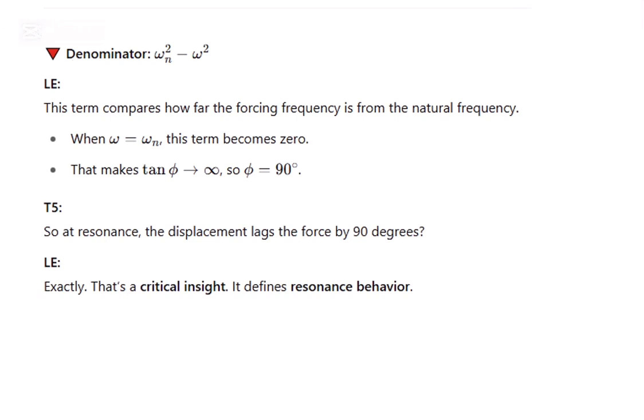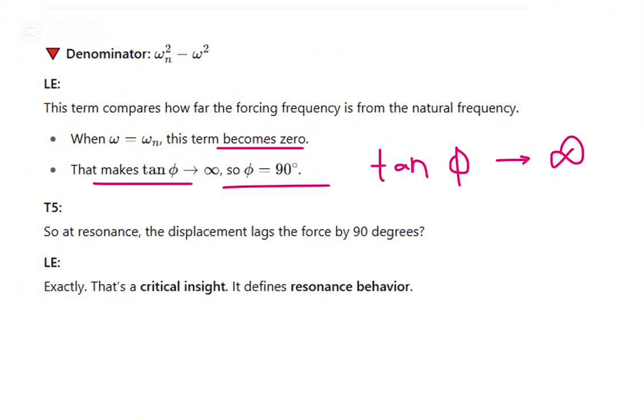Denominator. This term compares how far the forcing frequency is from the natural frequency. When omega equals omega n, this term becomes 0, that makes tan phi equal to infinity, so phi is 90 degrees. So at resonance, the displacement lags the force by 90 degrees. That's a critical insight. It defines resonance behavior.